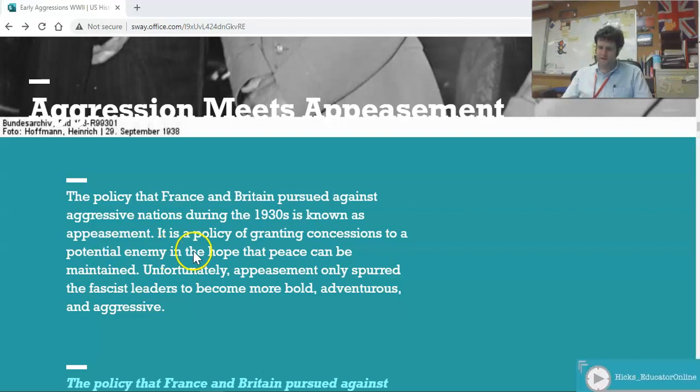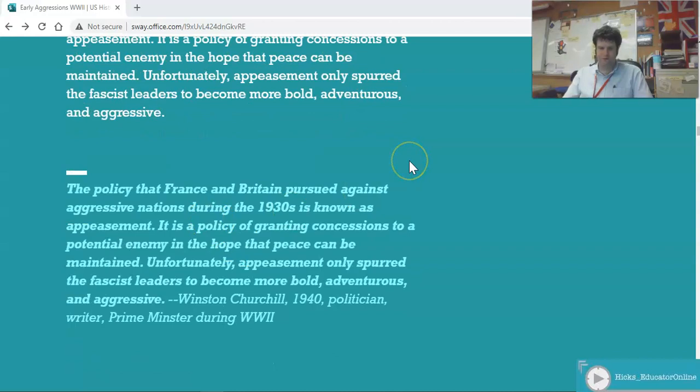Now, that is to say, not every British person approved of these decisions. As Winston Churchill would point out and argue, the policy that France and Britain pursued against aggressive nations during the 1930s is known as appeasement. It is a policy of granting concessions to a potential enemy in hopes that peace can be maintained. Unfortunately, appeasement only spurred fascist leaders to become more bold, more adventurous, and aggressive. I believe another analogy he used is it's like sticking your head in a lion's mouth and asking it not to eat you. Something to that effect.